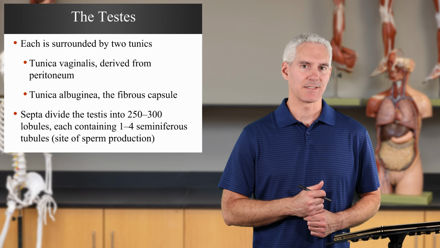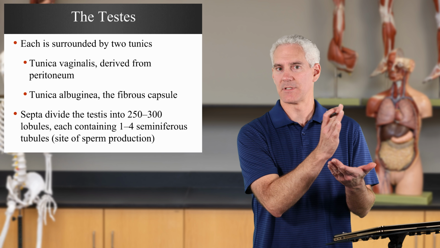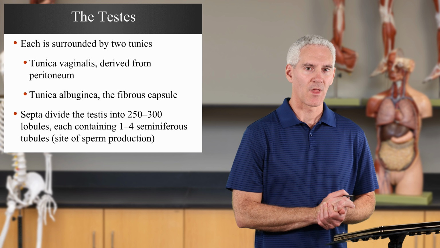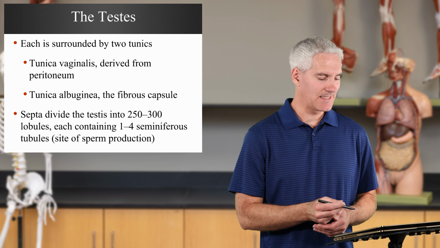Now, inside the testes, you're going to have these different septa or septum. They're dividing the testes. It's dividing the insides into, amazingly, 250 to 300 different lobes. So a lot of very small divisions occurring here. Now, each lobe is going to contain between 1 and 4 of these seminiferous tubules. The seminiferous tubules are the actual sites of sperm production. That's where they're made. That's where the stem cells are that will produce the actual sperm. So that's what we're looking at.